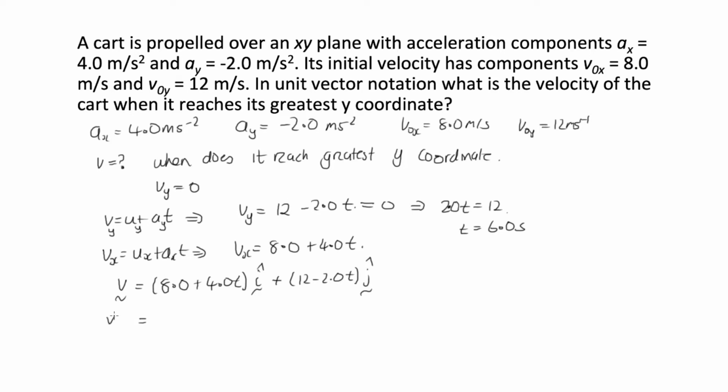But we want to evaluate this now at 6 seconds. So this is equal to 8 plus 4 times 6, i, plus 12 minus 2 times 6, j. Solving this on the calculator, we've got 32i. The j component is 0 because of the requirement up here that at this time it was 0. So this is the answer to this problem.